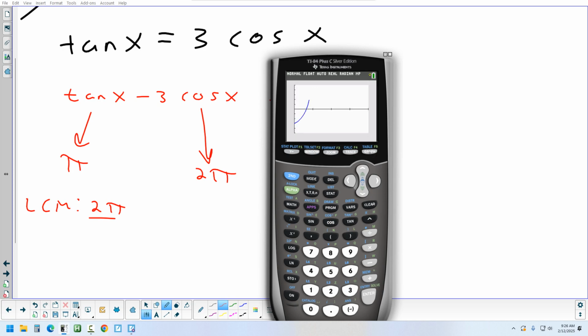Remember, we're looking for where this crosses the x-axis. How many answers does it look like we are getting per cycle? Yep, 2. And notice it ends exactly where it started, so that if you were to bend that screen around, it would connect up nicely with the other side. That's a good thing.